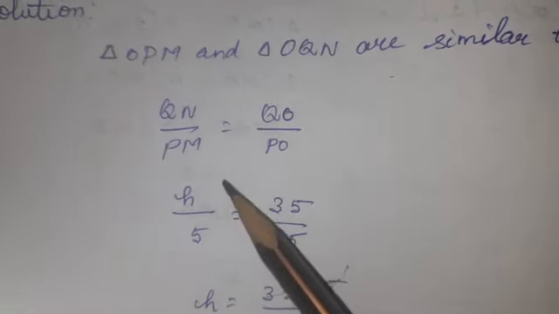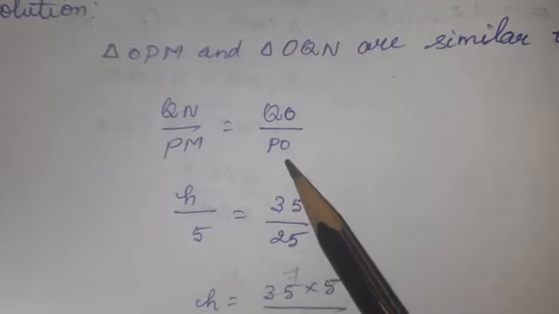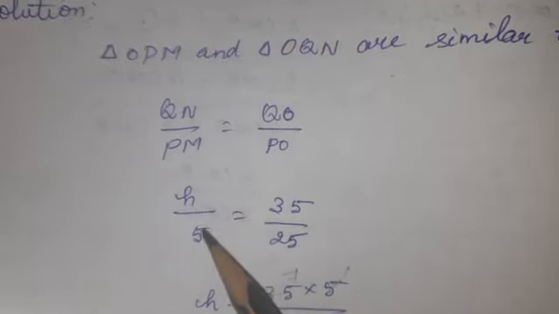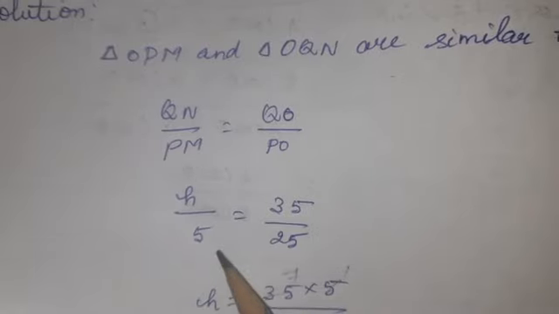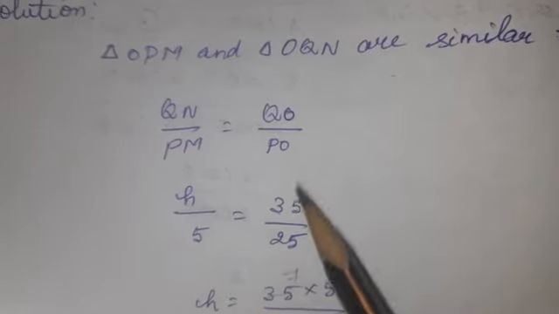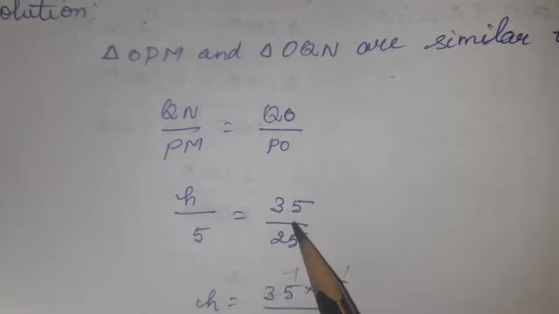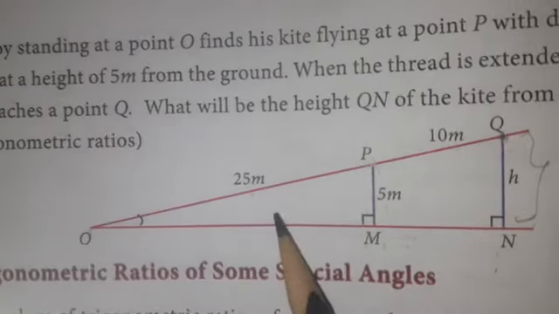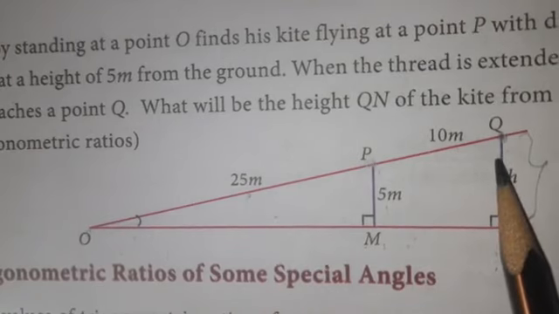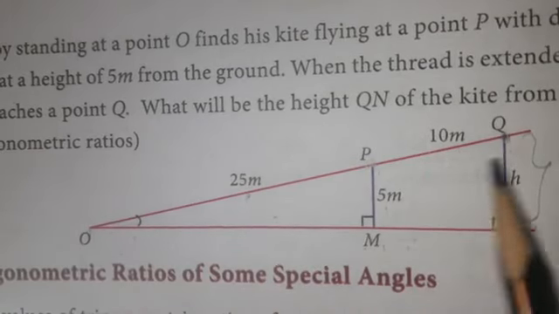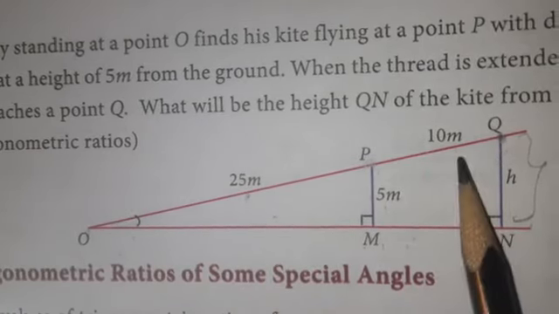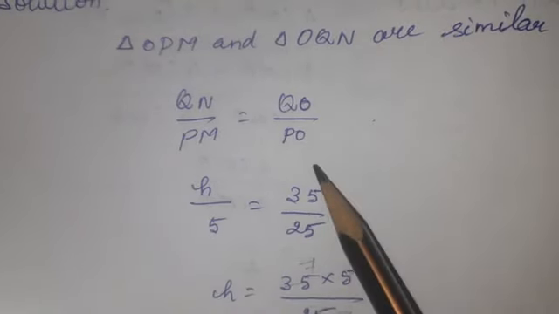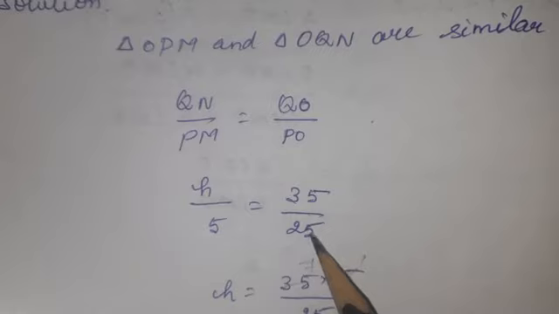QN divided by PM is equal to QO divided by PO. The QN value is H, given in the diagram. So H divided by PM, given as 5, is equal to the QO distance, 35. How does it come to 35? It is 25 plus 10. We should consider the full length. QO means the full length, so 25 plus 10 is 35, divided by the PO length, 25.